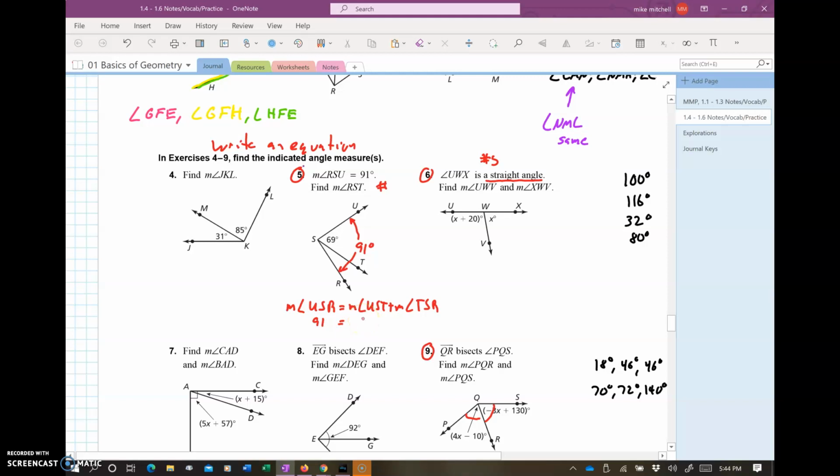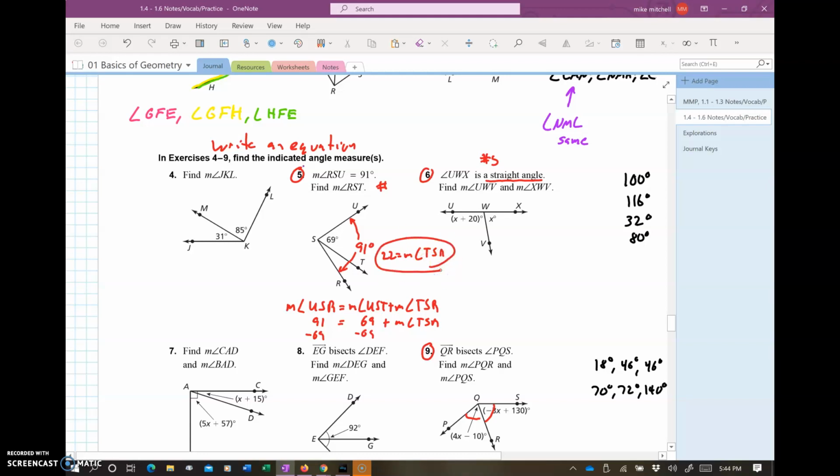Even if you can just add and subtract to get these, practice using these equations. These equations are going to help you. They're a big part of this. This is geometry, learning to use equations to set up problems, plus the measure of angle TSR. I would subtract 69. And I get 22 equals the measure of angle TSR.